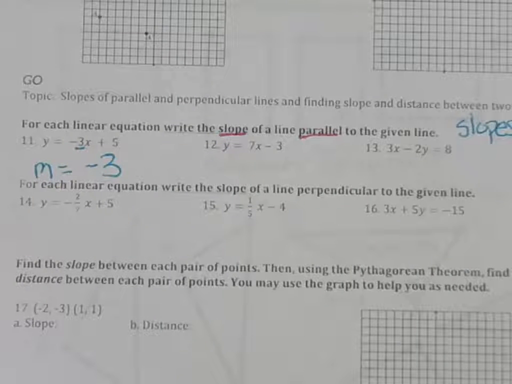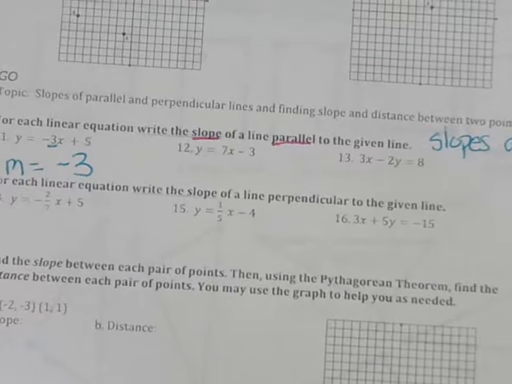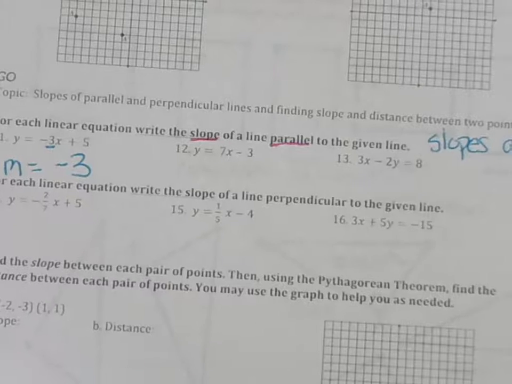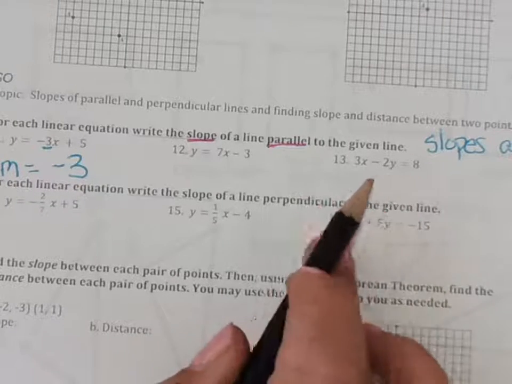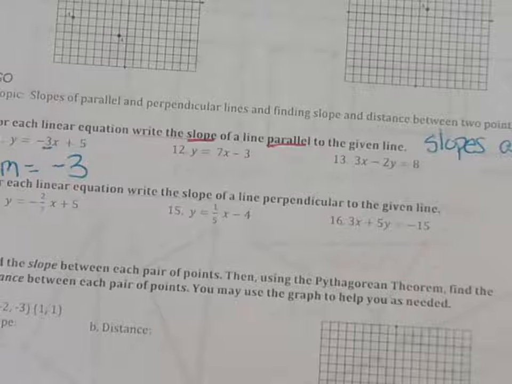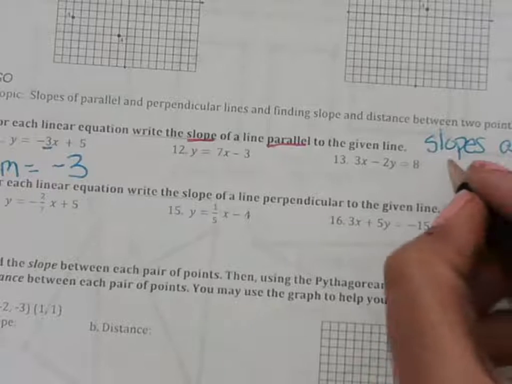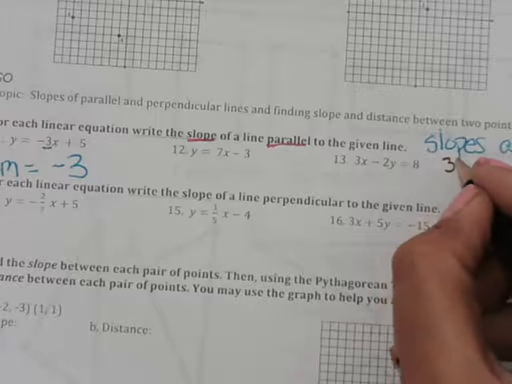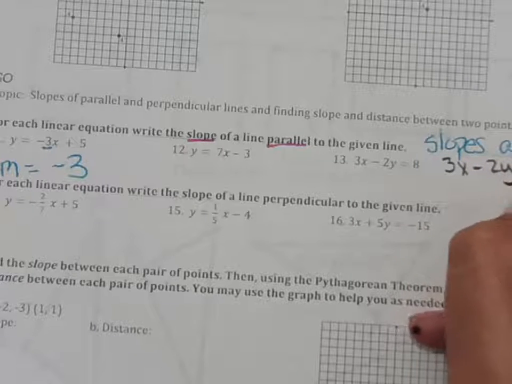Okay. Number 13, you have to finagle a little bit because we don't know what our slope is. So you have to solve for y. You must solve for y. So let me do that with you. To solve for y, I'm just going to rewrite it: 3x minus 2y equals 8.